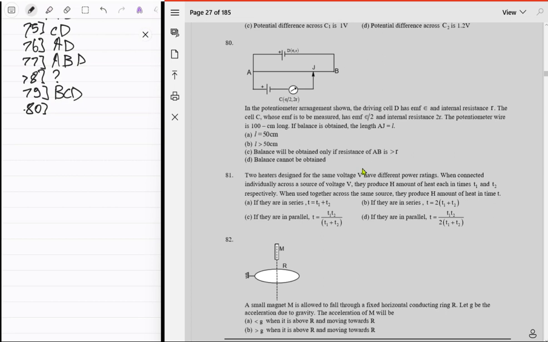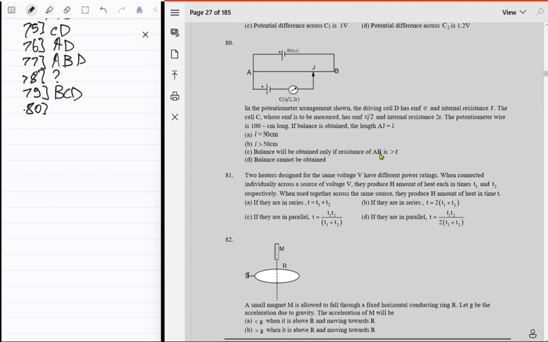ये चीज़ है. In the potentiometer arrangement, the driving cell has EMF E, internal resistance R. Okay, the cell C whose EMF is measured, इसका EMF को measure करना है. Has EMF, wait what? ने ऑलरेडी दे दिया मुझे. EMF E upon 2, internal resistance 2R. The potentiometer wire is 100 centimeter long. Measure, but तुमने ऑलरेडी दे दिया. Okay. The potentiometer wire is 100 centimeter long, 1 meter. The balance is obtained at length AG equal to L.